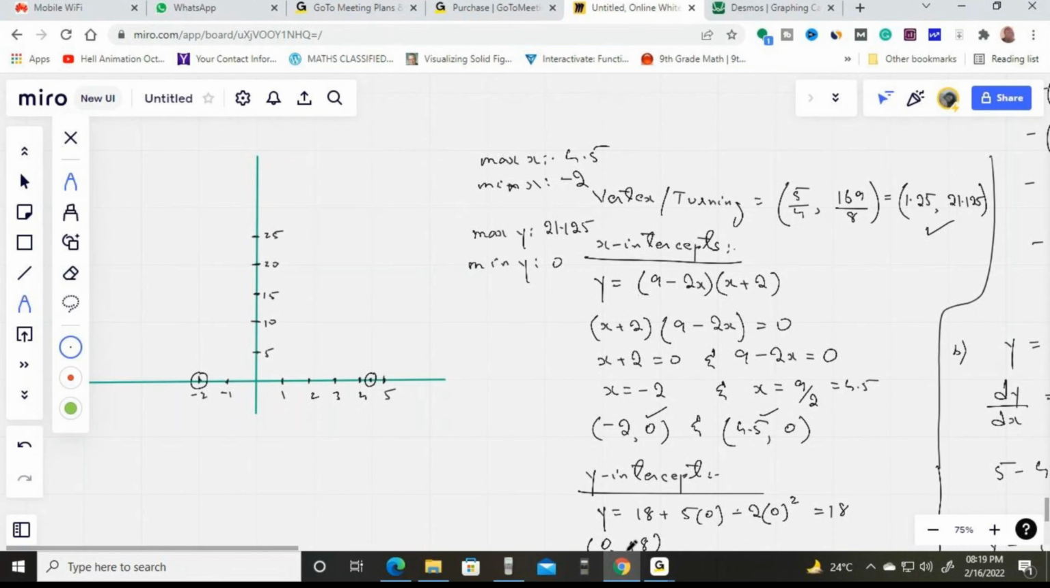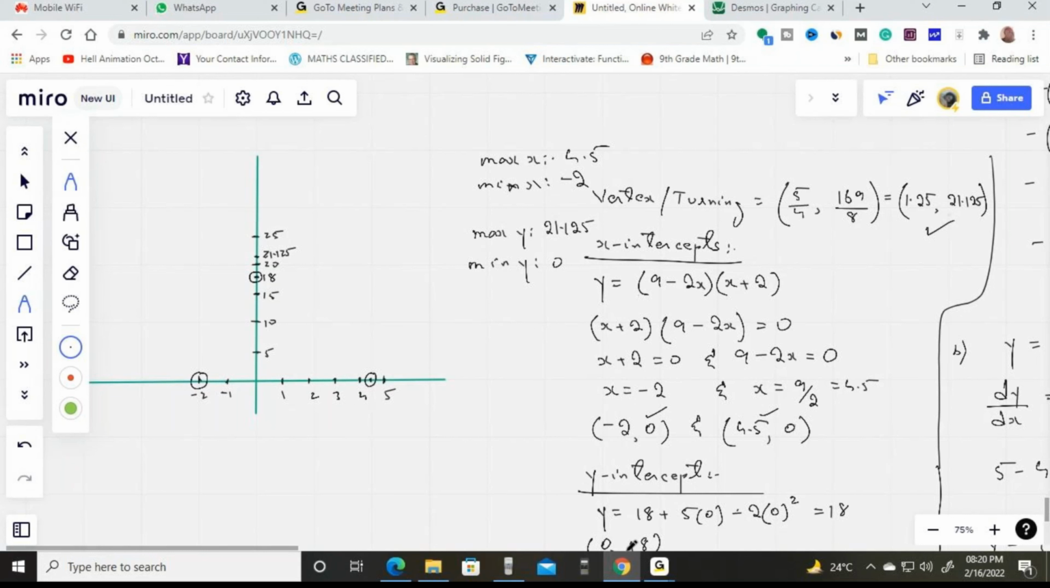Now, a little above 20 can be 21.125. That's what you approximate, okay? And 18 could be between 20 and 15. What is the midpoint of 15 and 20? It's 17.5, yeah? So a little above the midpoint, you can consider this as your 18. Clear? Now, we assign here our y-intercept, 0, 18. Okay. And now what is my turning point?